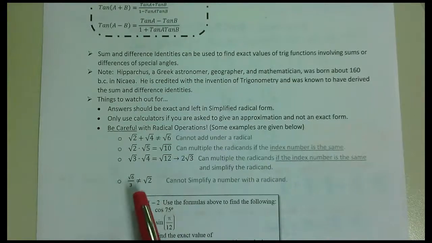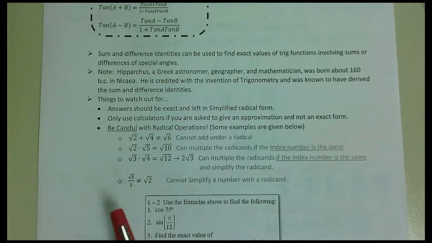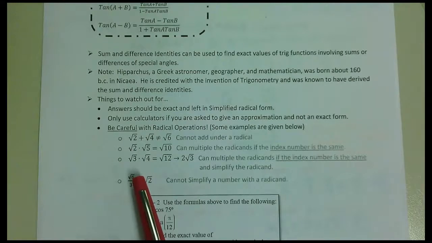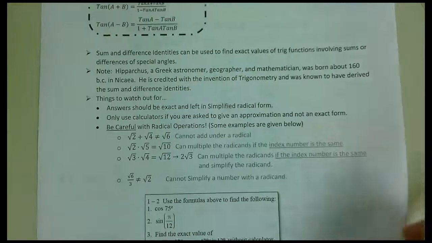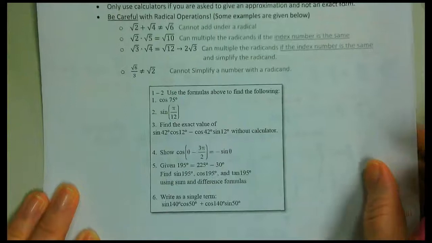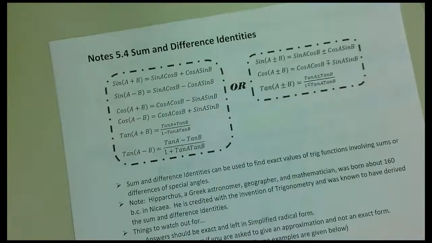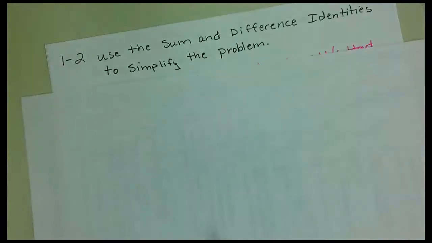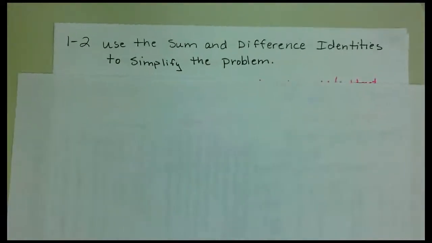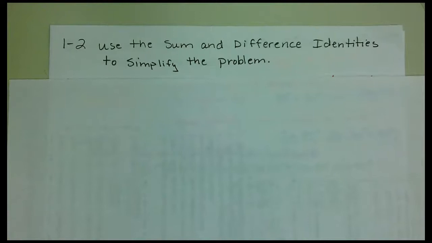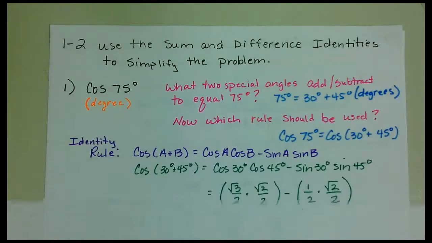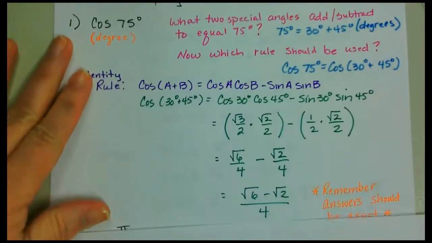And then the last one I wanted to remind you about is when you have something like this, I always get students that try to say, oh, well, that's 6 and 3 simplify, and then I'm just left with square root of 2. That's a big no-no. You can't divide into a radical like that. And then we're going to work through these examples, again, without a calculator. So away we go. The first one and second problem, we're going to use the sum and difference identities to simplify the problem. So here's, I kind of walked you through this one.